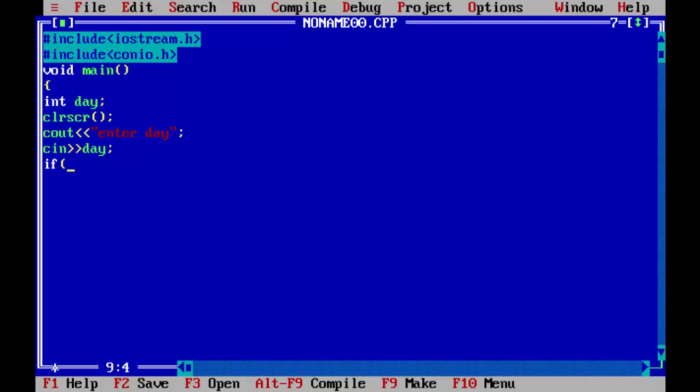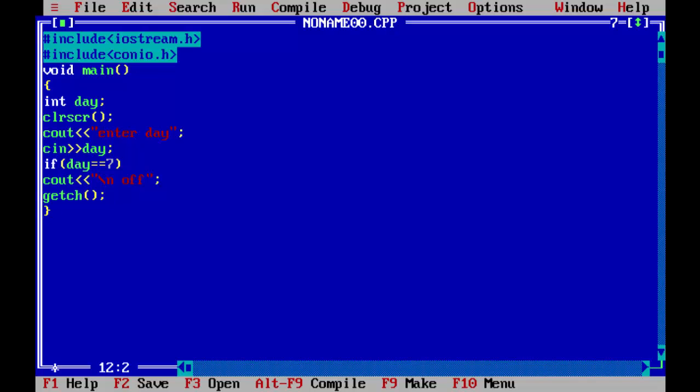the if condition. So a conditional expression is the combination of operators and operands. So day is equal to 7. If day is equal to 7, then the outcome will be off. Getch, curly bracket.